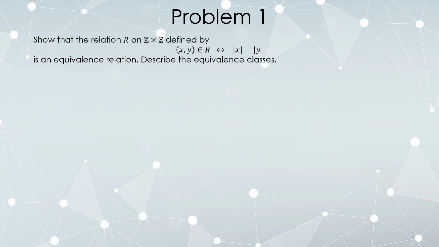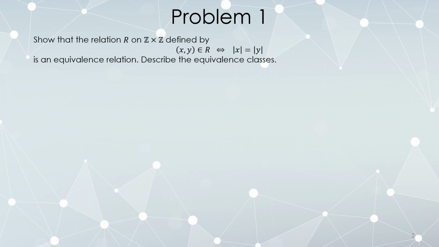And away we go. Let's show that the relation on the integers times the integers, defined by the pair (x, y) is in the relation, in other words, x is related to y, if and only if the absolute value of x is equal to the absolute value of y. Show that this is an equivalence relation and then describe the equivalence classes.